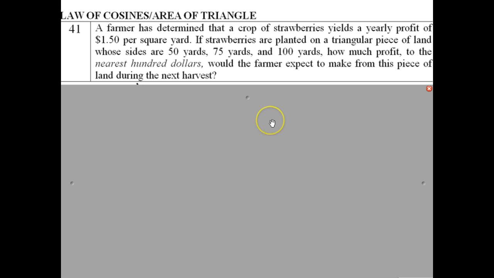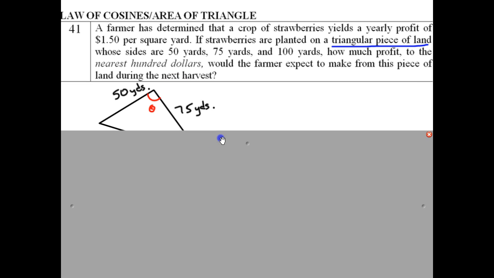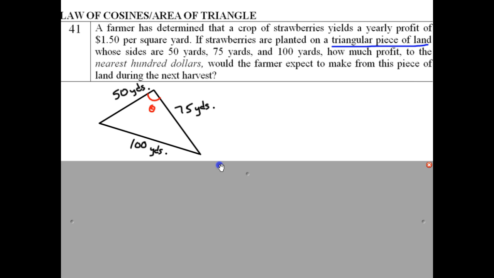Next question is a question that involves a triangle. Okay, so we've got a triangular piece of land, and it wants us to find the price. So we've got several steps we have to do here. Let's make a picture to start off. So we know we've got a triangle. We know the three sides are given at 50, 75, and 100 yards.